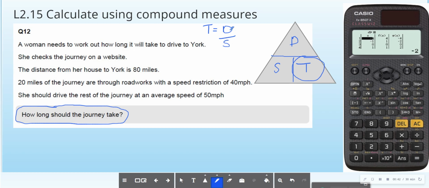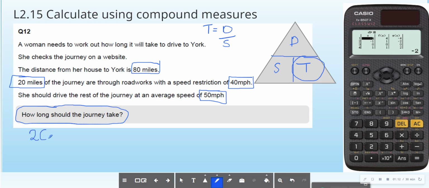distance divided by speed. Okay, so we've got the journey. The journey is 80 miles in total. 20 miles of the journey is through roadworks, and for that 20 miles, she's going 40 miles an hour. The rest of the journey is going to be an average speed of 50 miles an hour. So I've got two things to work out here: her time through the roadworks and her time through the rest of the journey. So let's do the 20 miles first.